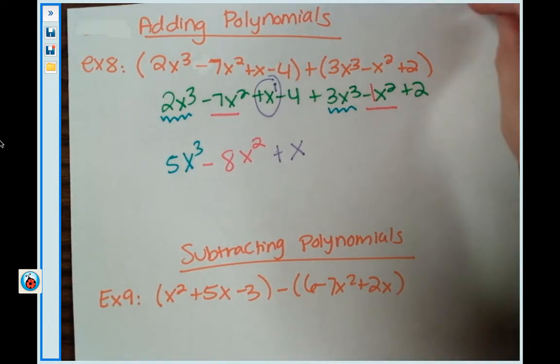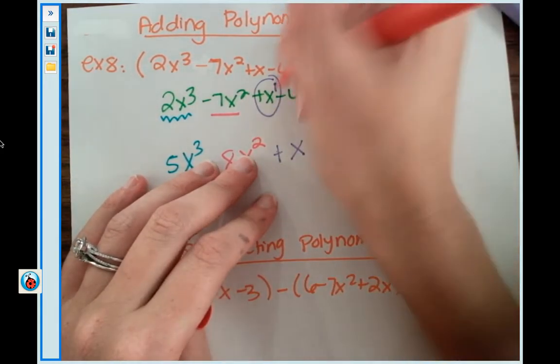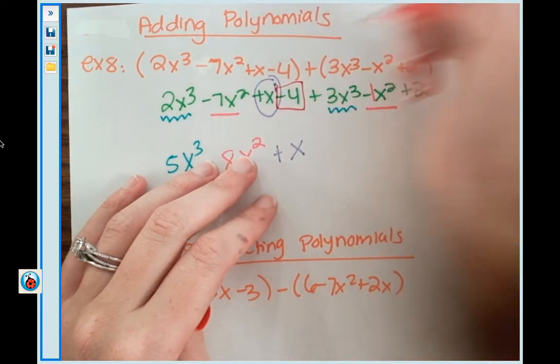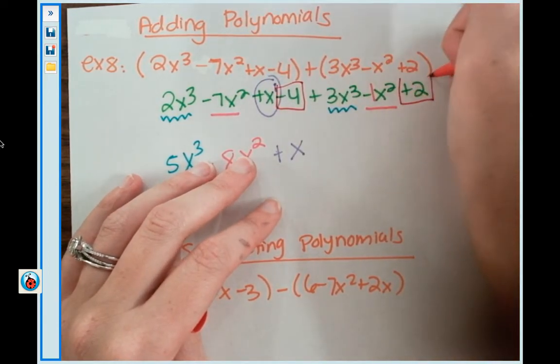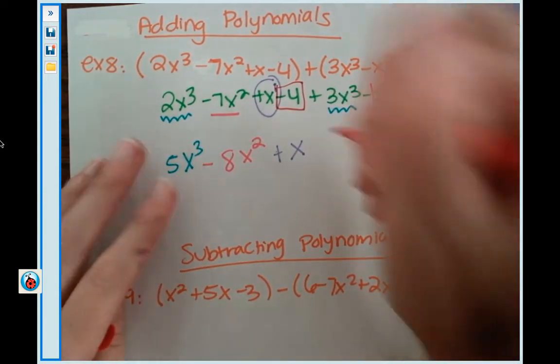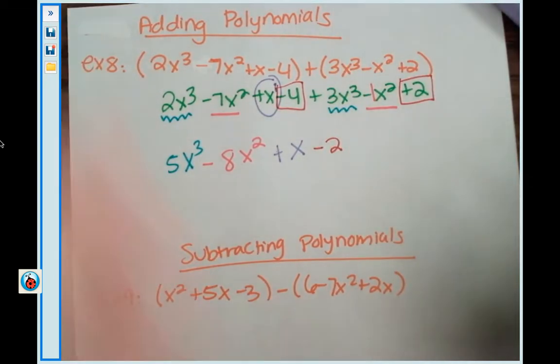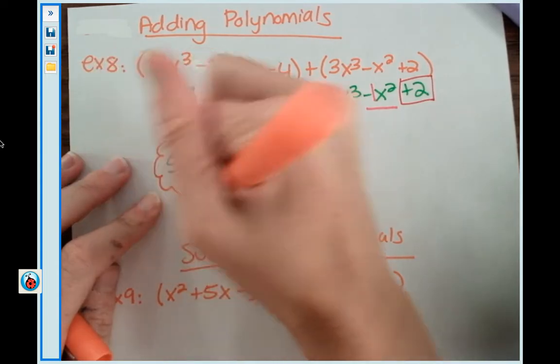Alrighty, you guys, and finally, we are going to move on to our terms without the x. So that will be our last step. So the terms without the x include our negative 4, that's a negative 4 right there, so a negative 4 and a positive 2. And since these don't even have x's, you guys, we don't really have to think too hard. We just combine them. So negative 4 plus 2 will give me a negative 2. Bam, we are done with this problem. That is our final answer.